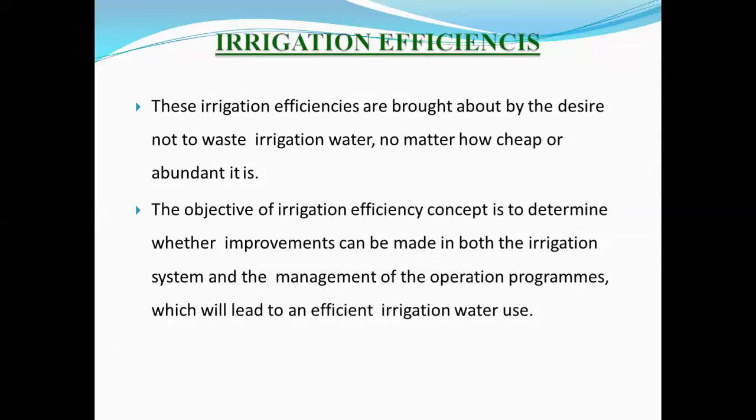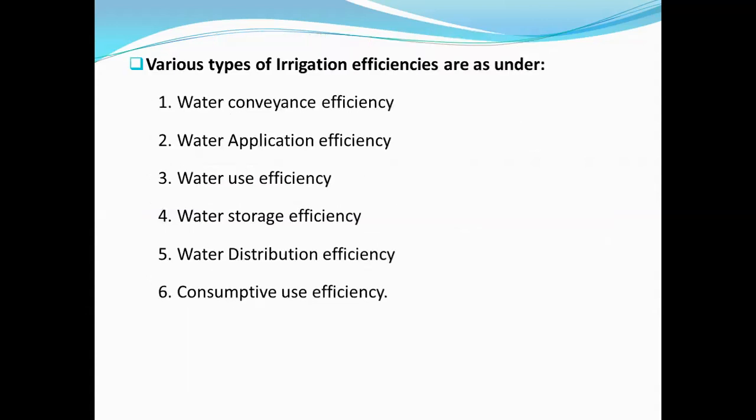These irrigation efficiencies come from the desire not to waste irrigation water, no matter how cheap or abundant it is, right? The main objective of irrigation efficiency is to determine whether improvements can be made in both the irrigation system and the management of the operation programs, which will lead to efficient irrigation water use, right? There are six different types of irrigation efficiency.